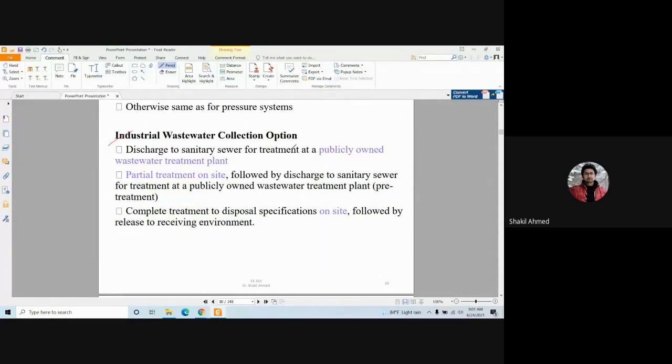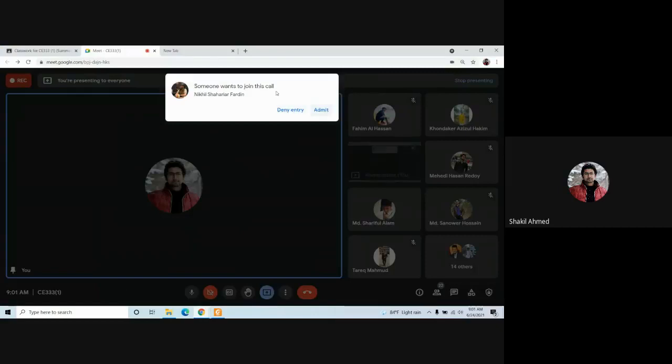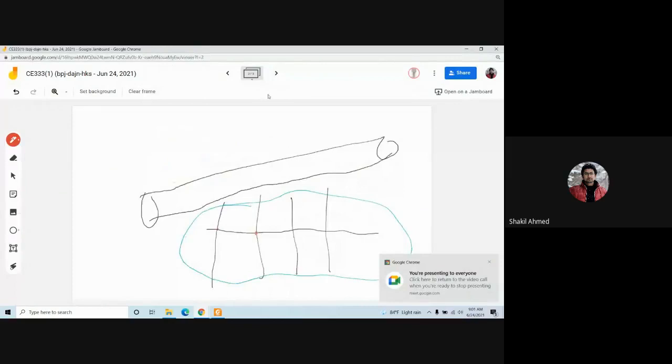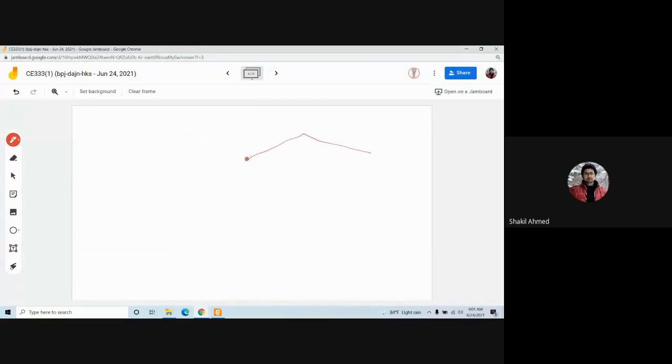Industrial wastewater collection options: discharge to sanitary sewer, or treatment at a publicly owned wastewater treatment plant; partial treatment on site; and complete treatment with disposal options on site. That means, say, for example, this is an industry. In industry, the wastewater characteristics are usually different from the wastewater coming from residential houses or commercial facilities, schools, banks.